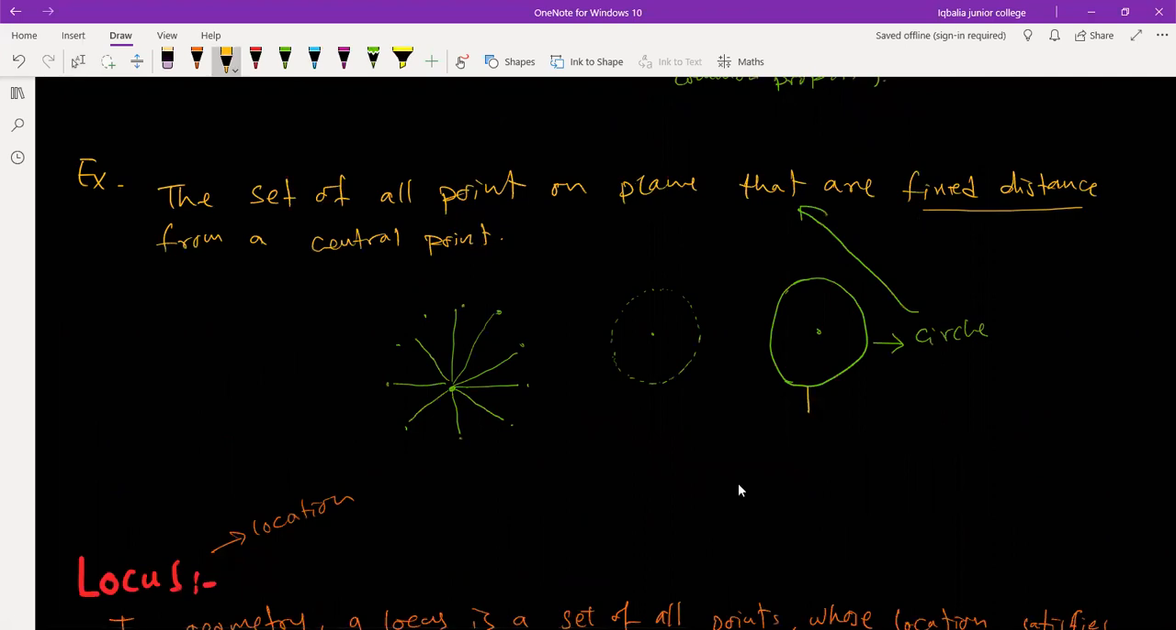Suppose I have a circle here. A circle has an equation. So here is the figure, and here is the equation. You can define a locus either by equation to figure, or by figure to equation.